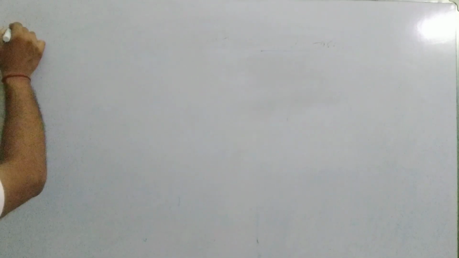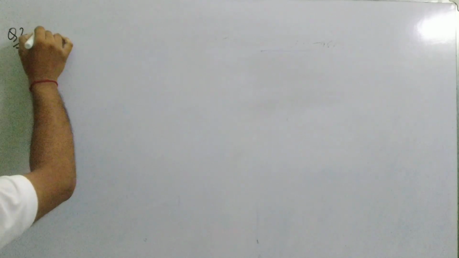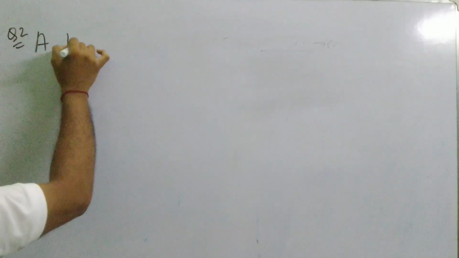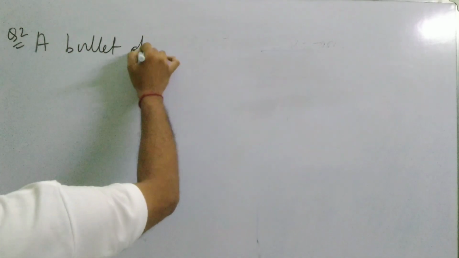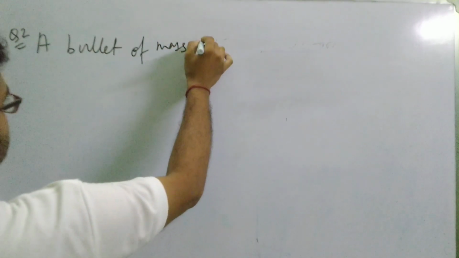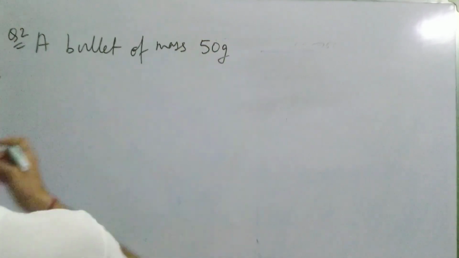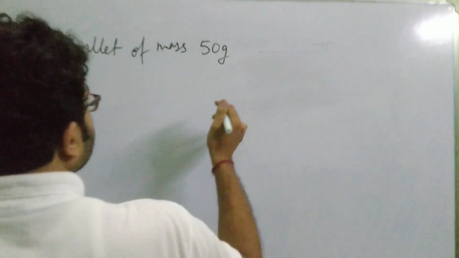Okay. So next question, question number 2. What does it say? A bullet of mass 50 gram. Bullet should not be, it is a less mass. 50 gram.